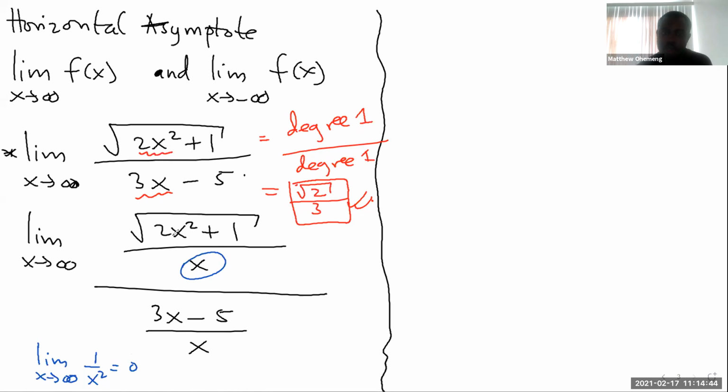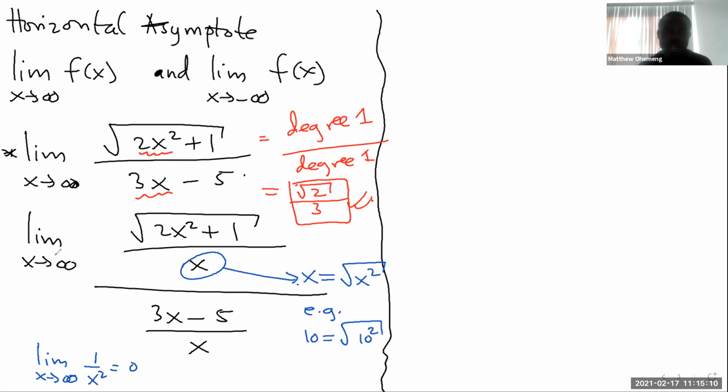But there's something we can do to this x so that it can move underneath the radical symbol, right? Remember that if x is positive, then x is the same as the square root of x squared. Think about it. For something like 10, 10 is equal to the square root of 10 squared.